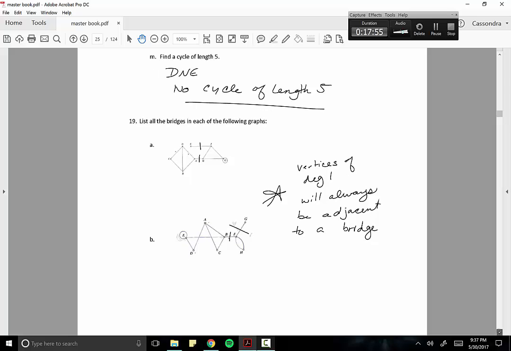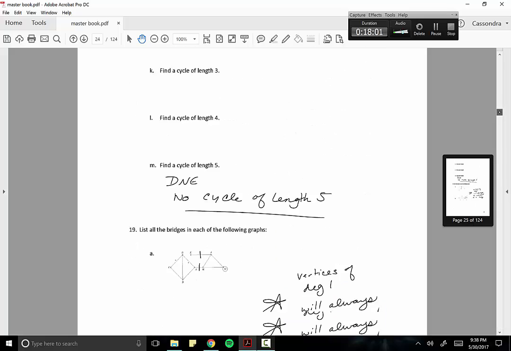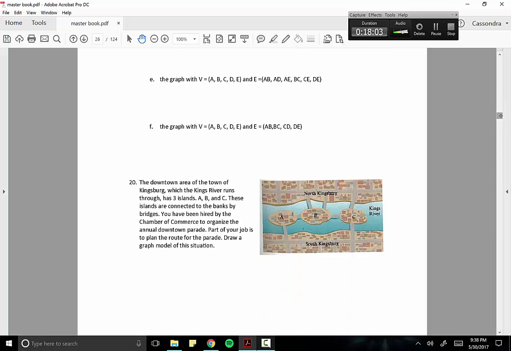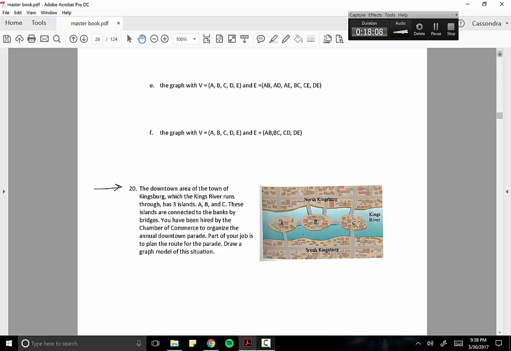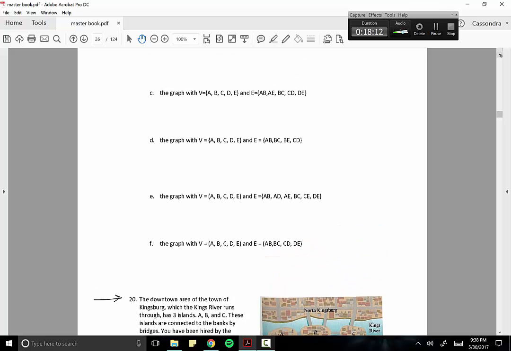I'm going to go over these questions, and then we'll restart the video at problem 20, because these questions deal with bridges. So I'm going to draw these out. These are okay to draw out. I don't mind. A, B, C, D, and E.